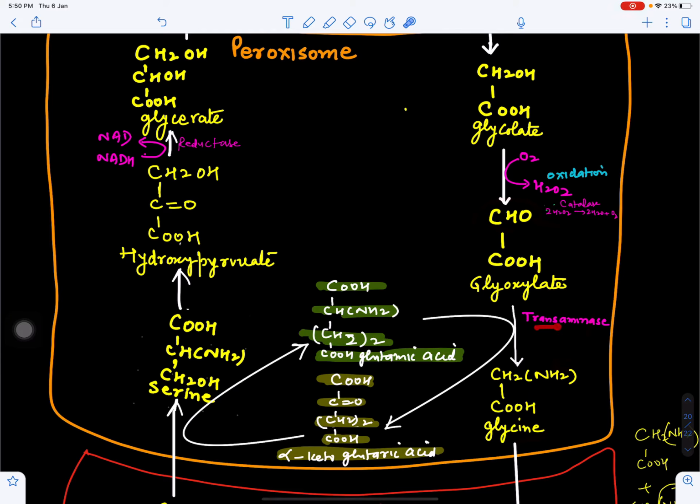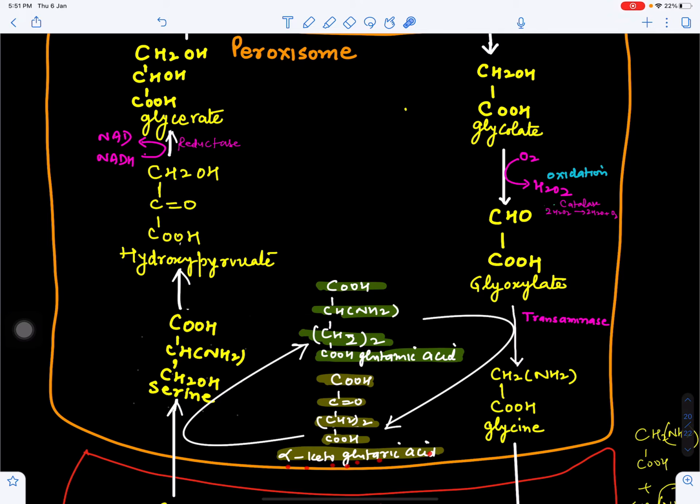Now the amino group will be transferred to this glyoxylate by the enzyme transaminase. And where is this amino group coming from? From the amino acid glutamic acid: COOH, CHNH2, CH2 twice, and COOH. This is called glutamic acid. So it will lose its amino group to this, and this will get converted to glycine. And when it has donated its amino group, it will be converted to alpha ketoglutaric acid. At this position, a keto group is created: COOH, keto group, CH2 twice, and COOH. This is also called alpha ketoglutaric acid.